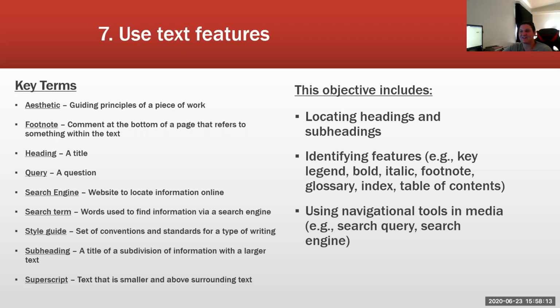Search terms are words used to find information via a search engine. So that's what you would type into Google. Subheading is a title of a subdivision of information within a larger text. So this up here is our heading, and the key terms and the objectives are our subheadings. And superscript is text that is smaller and above surrounding text. So if I had the key terms surrounding this, that would be superscript.